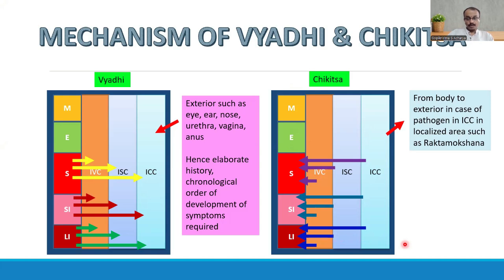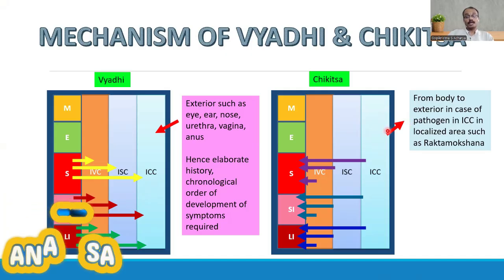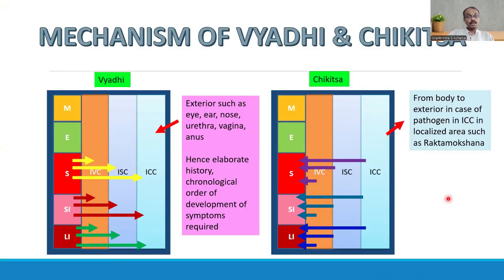Whereas some of the pathogens, they are entering from the body and they are localized in one particular part of the intracellular compartment, then ideally we can perform rakta mokshana. This is how we are going to plan the chikitsa.